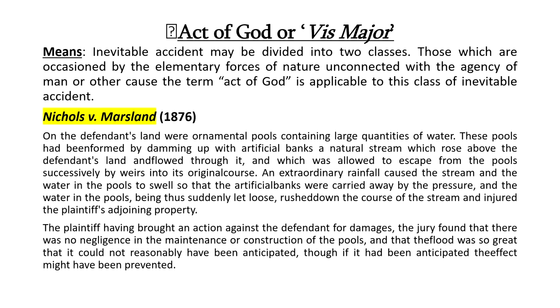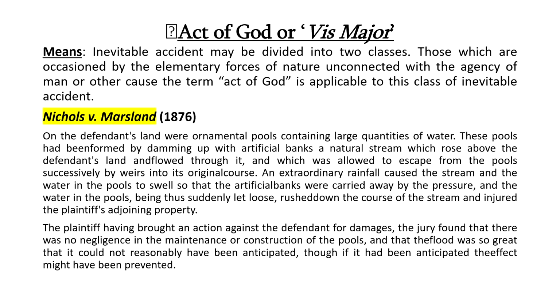So the plaintiff having brought an action against the defendant for damage, the jury found that there was no negligence in the maintenance of the construction of the pool, and that the flood was so great that it was reasonable to be anticipated, though had it been anticipated, the effect might have been prevented.